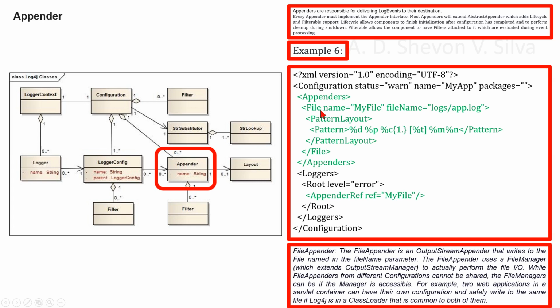Here the name is the name of the appender, and here the fileName is the name of the file to write to. If the file or any of its parent directories does not exist, they will be created.